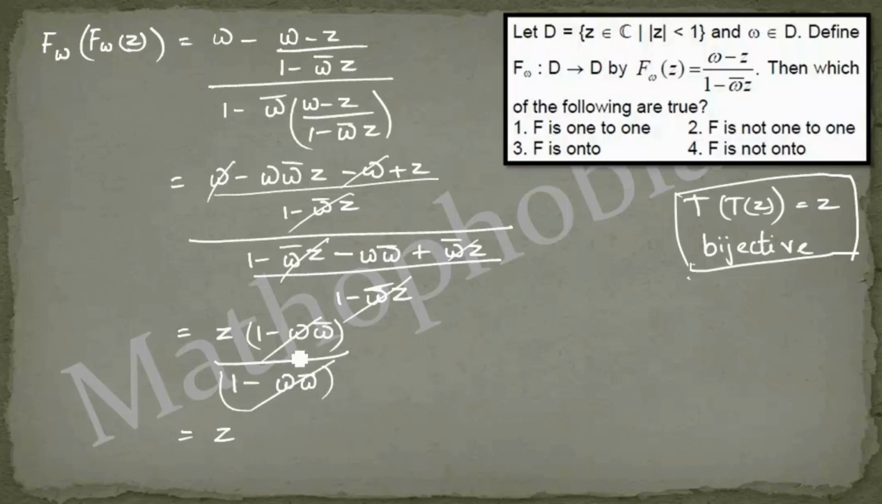So this f omega is both one-one and onto. So the correct options: f is one-one, f is onto. So therefore options 1 and 3 are correct. Thank you.